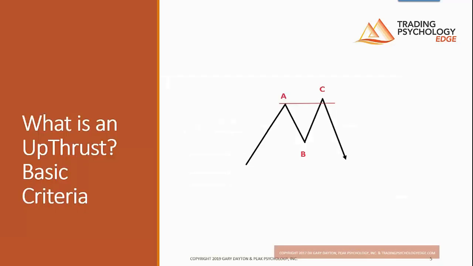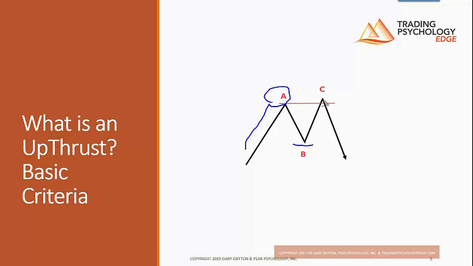So what exactly is an upthrust? The market makes a swing high, rallies up and makes a swing high here at A. It then reacts down to B, and after reacting, it finds support and then heads back up towards the old high here back at A.